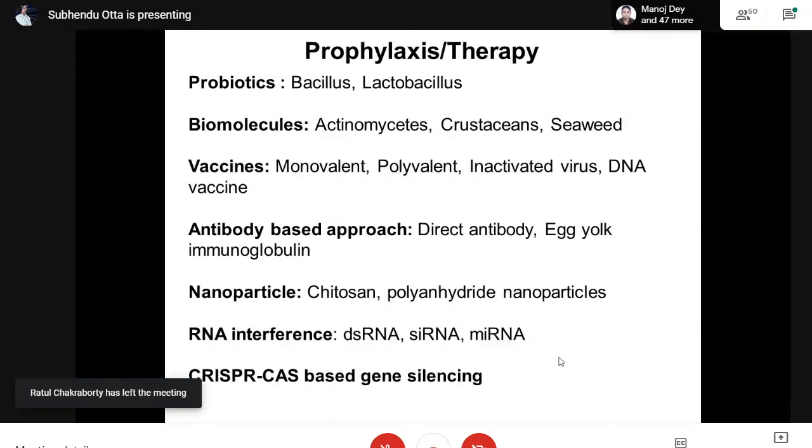So the shrimps want a definite quantity of double-stranded RNA to provide protection. And recently, CRISPR-Cas-based methods have been developed, and many are still under trial. Many people are trying to develop a method based on this technology to take it into the field, to provide protection against the virus.